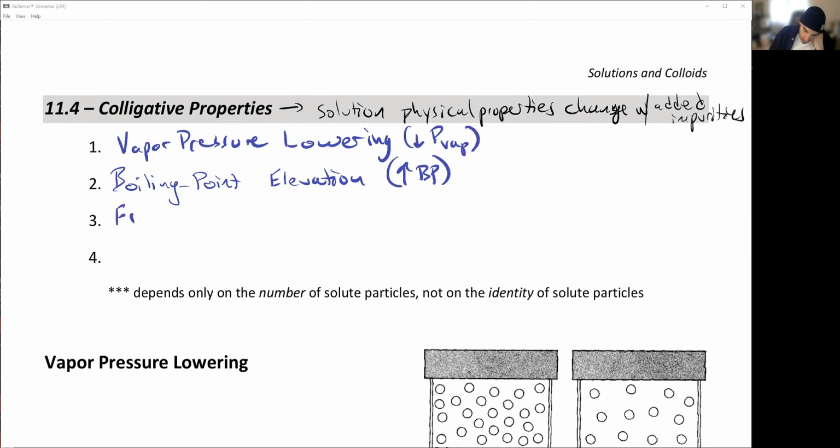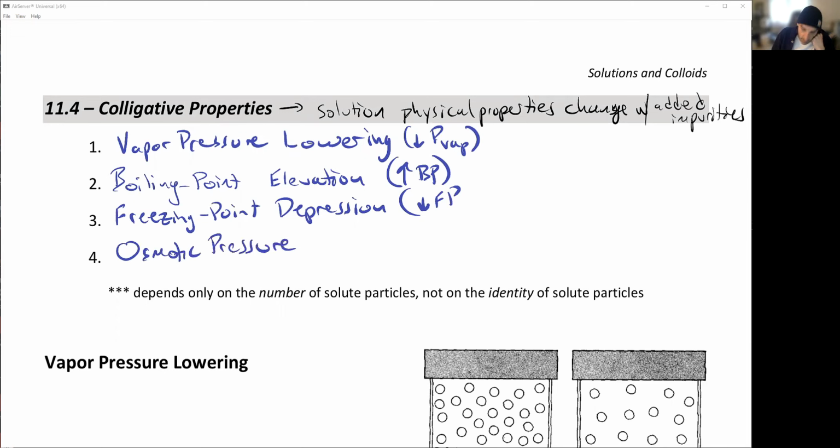We see freezing point depression. We see a decrease in freezing point. And then finally, the last one, osmotic pressure. Osmotic pressure is something that we're going to look at as well. So osmosis, but those first three are certainly linked. Osmotic pressure is as well, but we haven't really talked about that much.